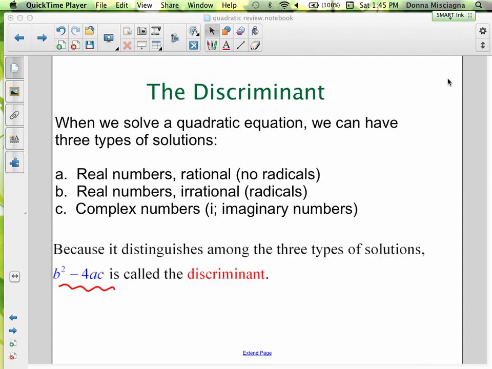Because it distinguishes among the three types of solutions, b squared minus 4ac is called the discriminant. It's going to tell us what kind of solutions we have. Do we have real numbers and they're rational? Do we have real numbers but they're irrational? Do we have complex numbers? So the discriminant will tell us that.